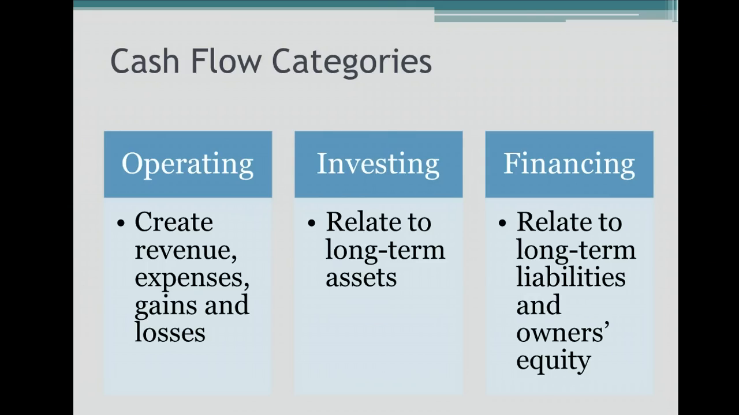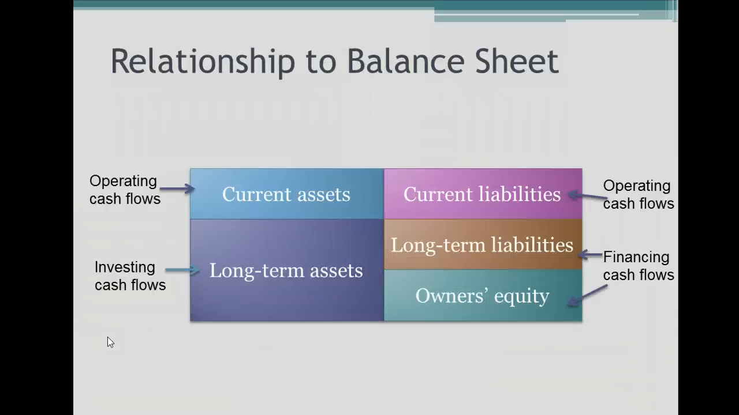Going back to the operating activities section, you know that operating activities relate to creating revenues, expenses, gains, and losses. All these items are found in your income statement. But your balance sheet also has some items that relate to operating activities in your cash flow statement. Current assets and current liabilities affect your operating cash flows. As you know, in the rest of this diagram, investing cash flows only relate to long-term assets, and financing cash flows relate to long-term liabilities and owner's equity.